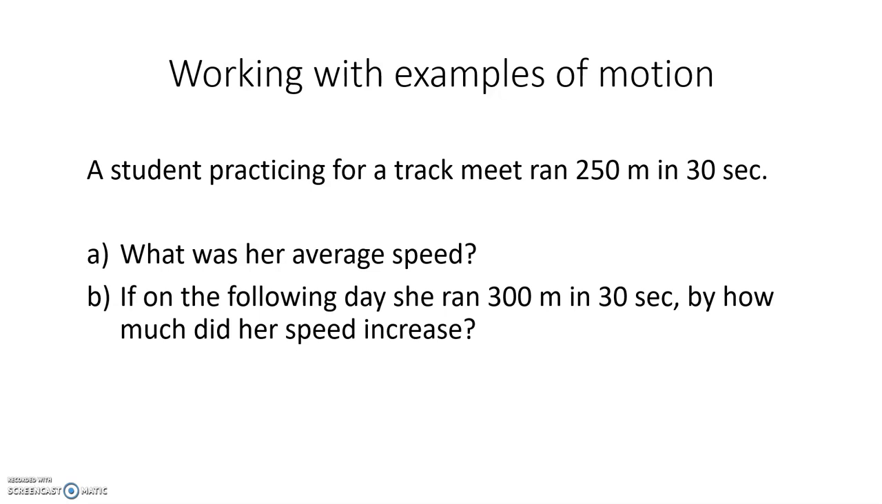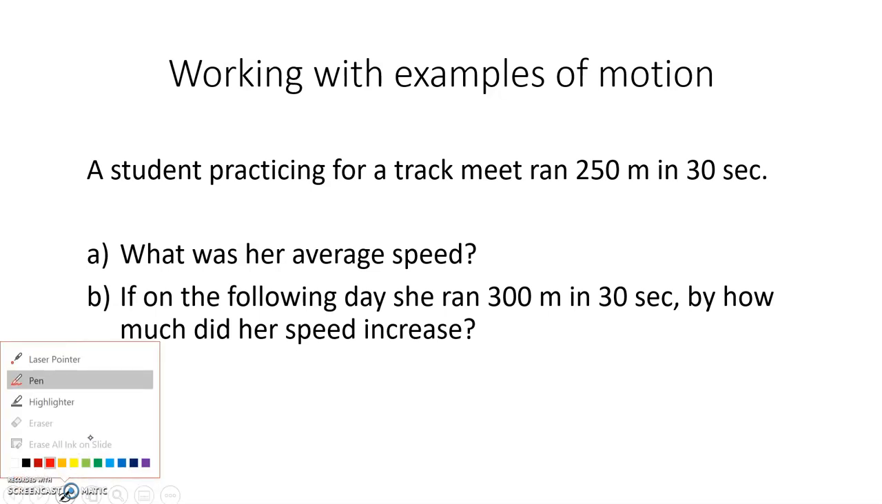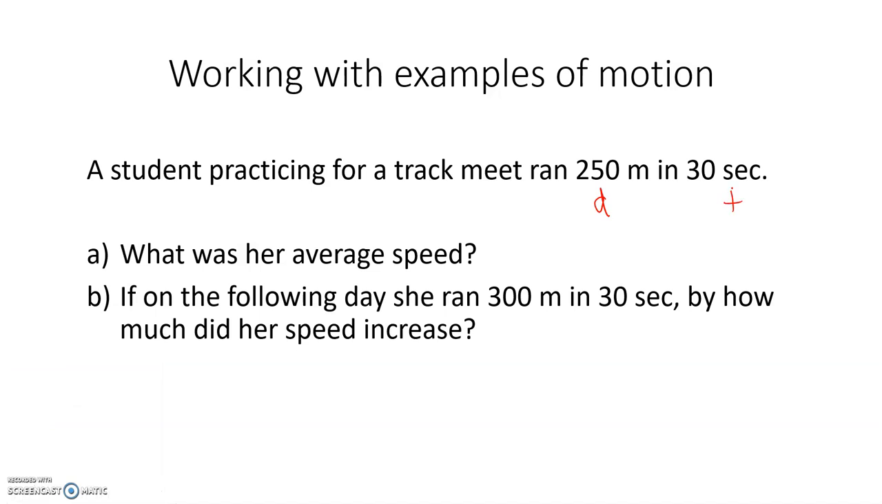A student practicing for a track meet ran 250 meters in 30 seconds. So we have some solving to do. This is a distance. This is a time. What is her average speed? So how would I do that? Well, this one is pretty straightforward. It's just simply distance over time. So that would be 250 meters, and we want to keep our units, and then 30 seconds. That will give us a value.